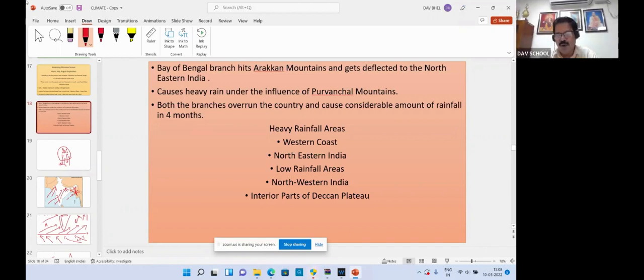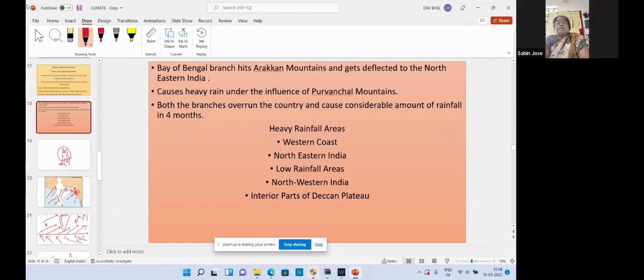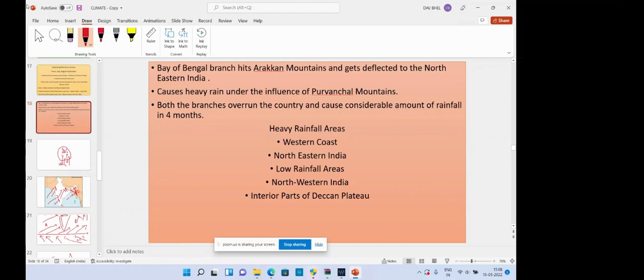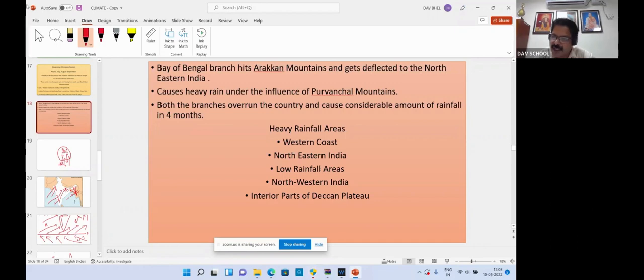Monsoon winds will withdraw. Why do monsoon winds withdraw? See, actually, this happens in October, November months. Retreating monsoon season occurs in October and November. Can you tell me why the monsoon winds withdraw in October, November? The monsoon wind becomes weaker. Why do monsoon winds become weaker?